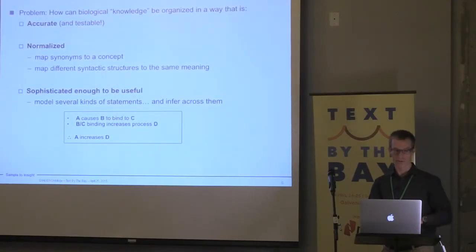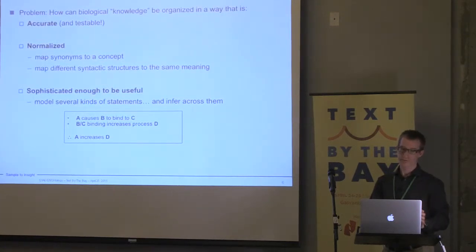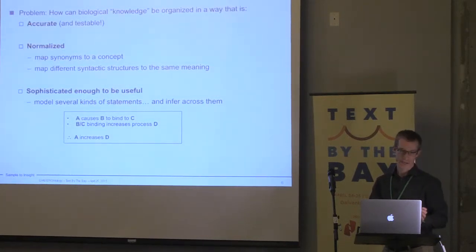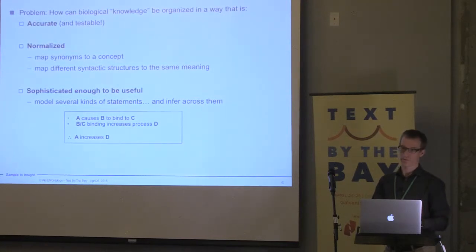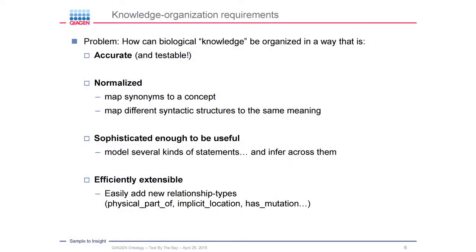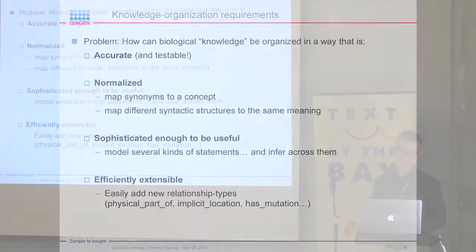The result of that, so BC binding, increases some other process D. So we want to be able to infer down a chain like that. So A increases D. That requires us to have some kind of unified model for statements, even when there is a variety, including a variety of kinds of statements. In addition, we want something that is efficiently extensible. We need to be able to add new relationship types fairly easily.